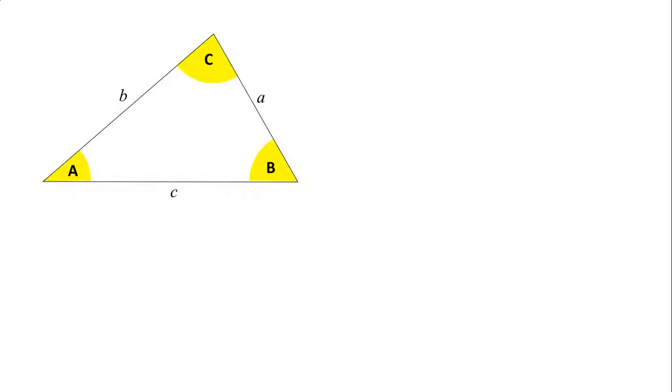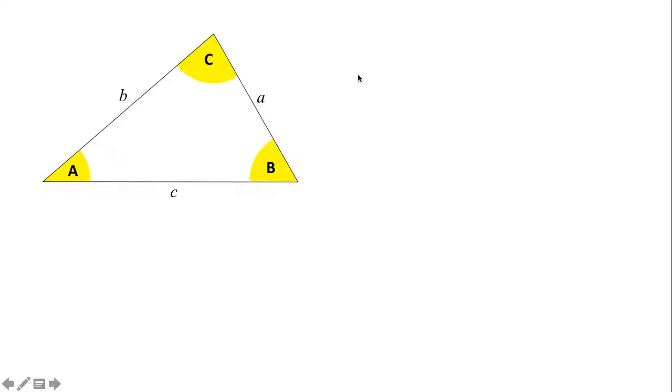This is a quick proof of the cosine rule. So we're starting with our standard triangle, ABC, with big letters for the angles, and then little a, b, c opposite the corresponding angle for the sides.